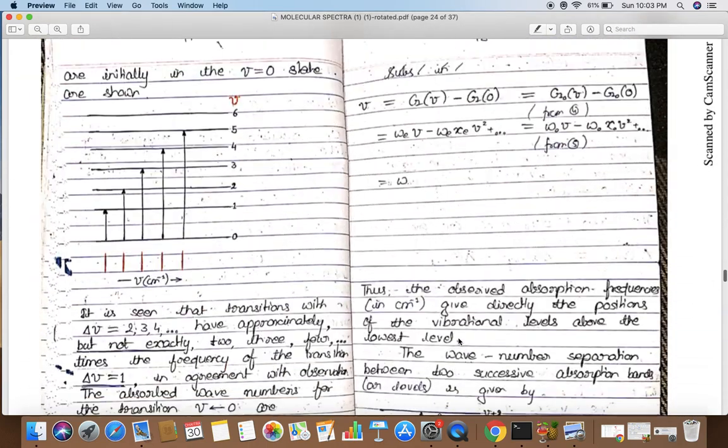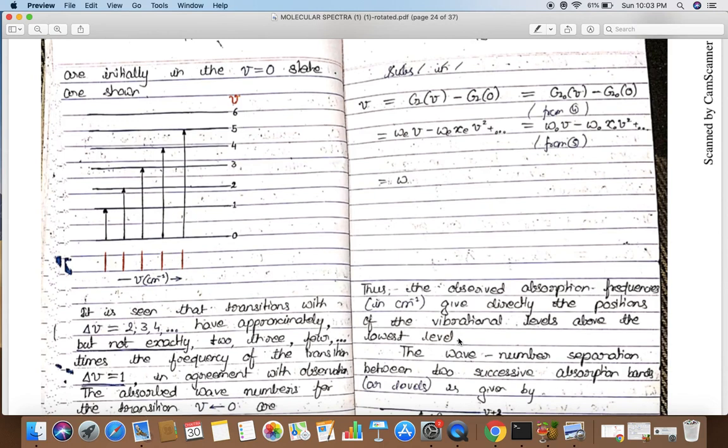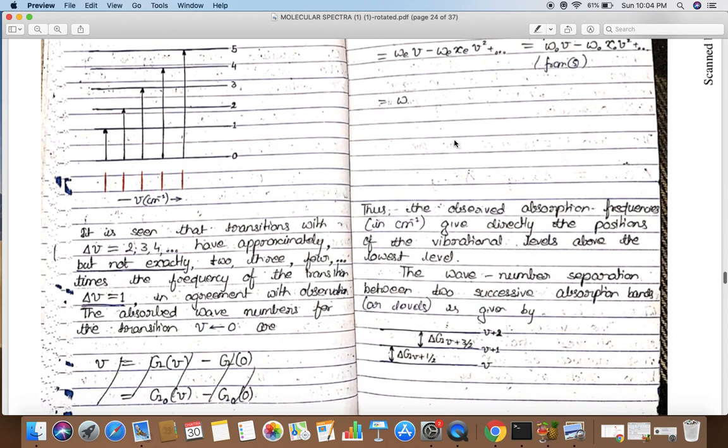So now finally I have the relation that this is equal to ω0 ν − ω0 x0 ν², and this is ωe ν − ωe xe ν². Thus the observed absorption frequencies in centimeter inverse give directly the positions of the vibrational levels above the lowest level.